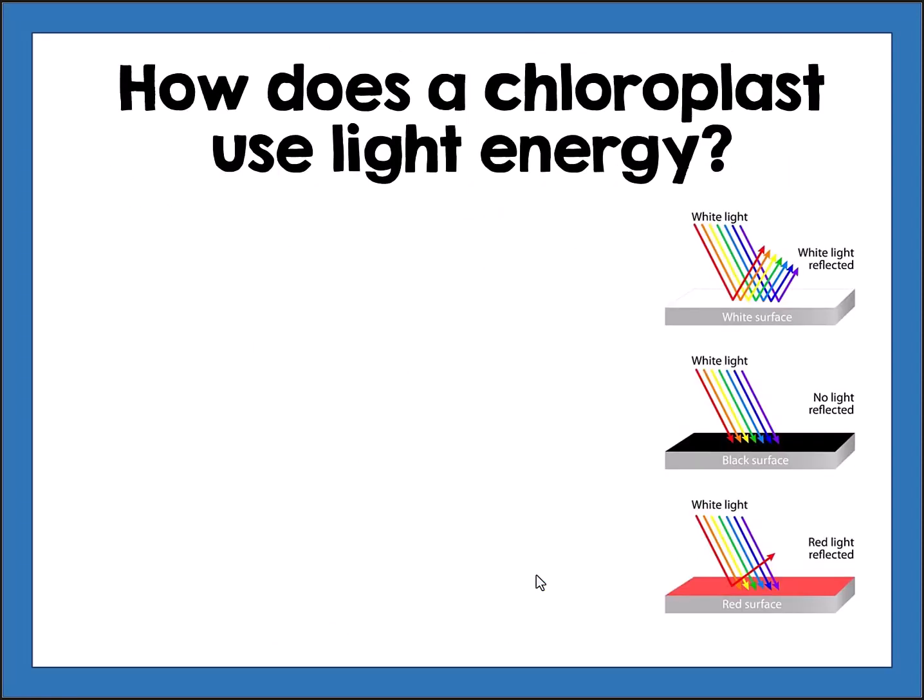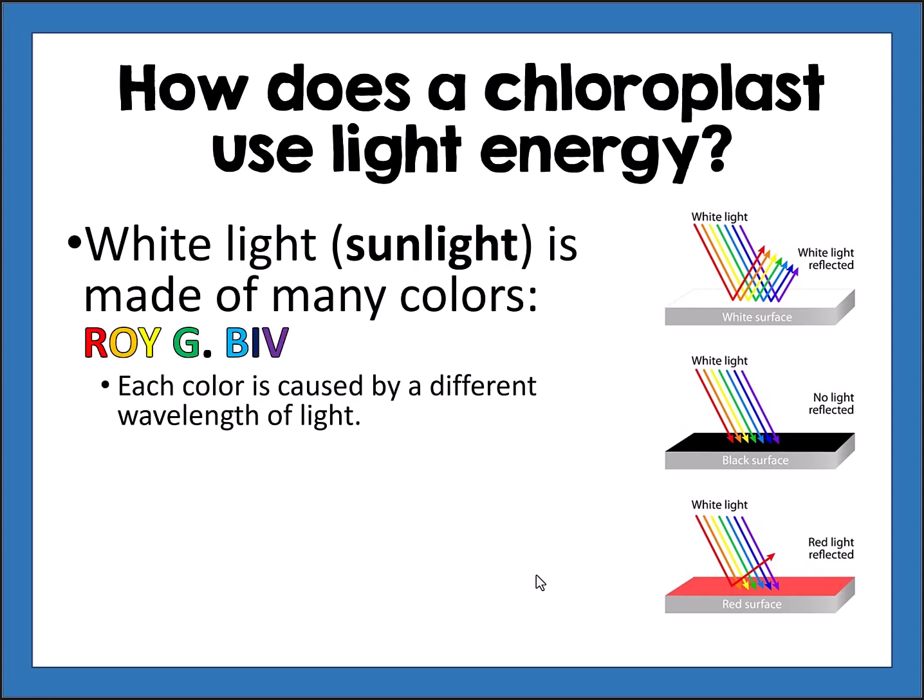So how does a chloroplast use light energy to make food? Because the goal here is to convert light energy into chemical energy, and the chemical energy is in the food made by the plants. So how is it using that light energy? Well, you might already know that white light, which is what sunlight is made of, is actually made of many colors. And we call those colors Roy G. Biv: red, orange, yellow, green, blue, indigo, violet. And each of those colors is caused by a different wavelength of light.